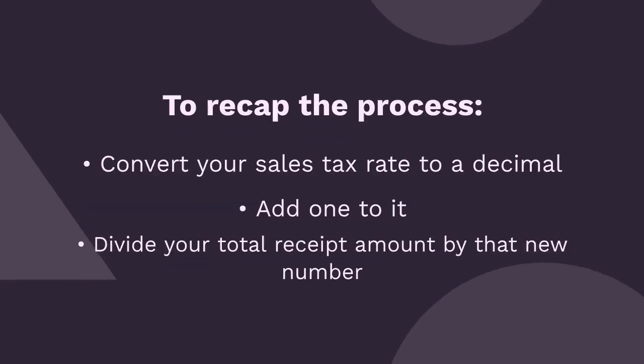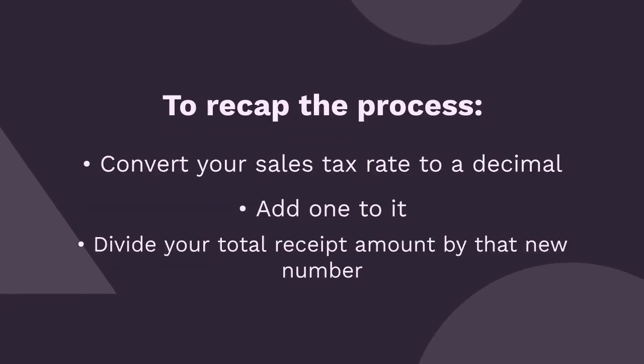To recap the process, convert your sales tax rate to a decimal, add 1 to it, and then divide your total receipt amount by that new number. This gives you the original subtotal before tax.